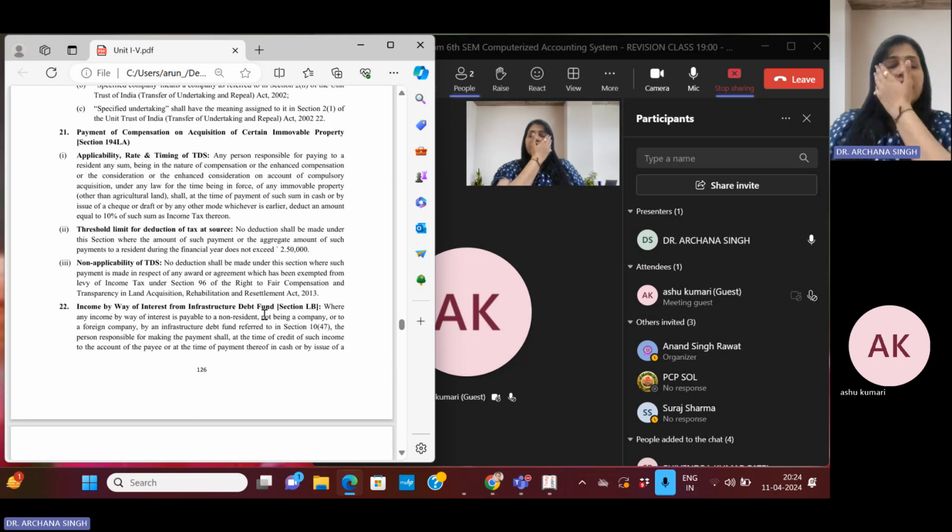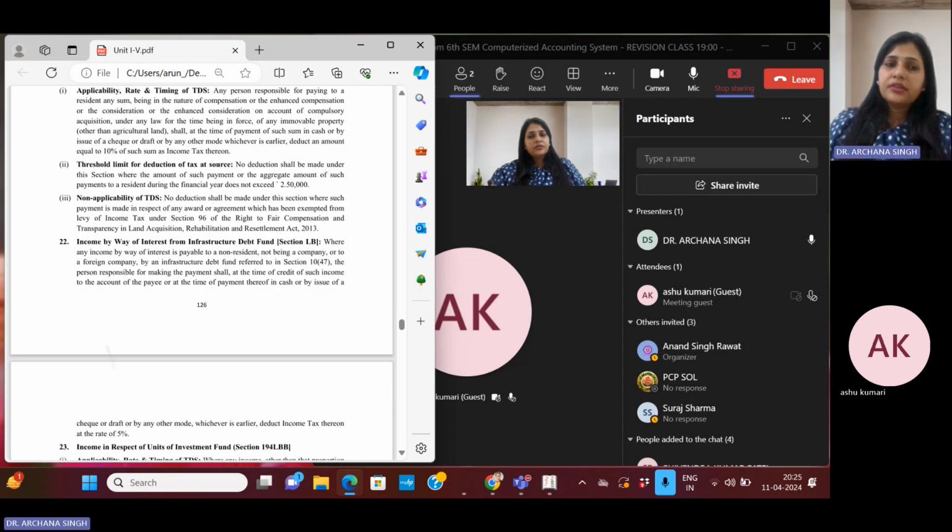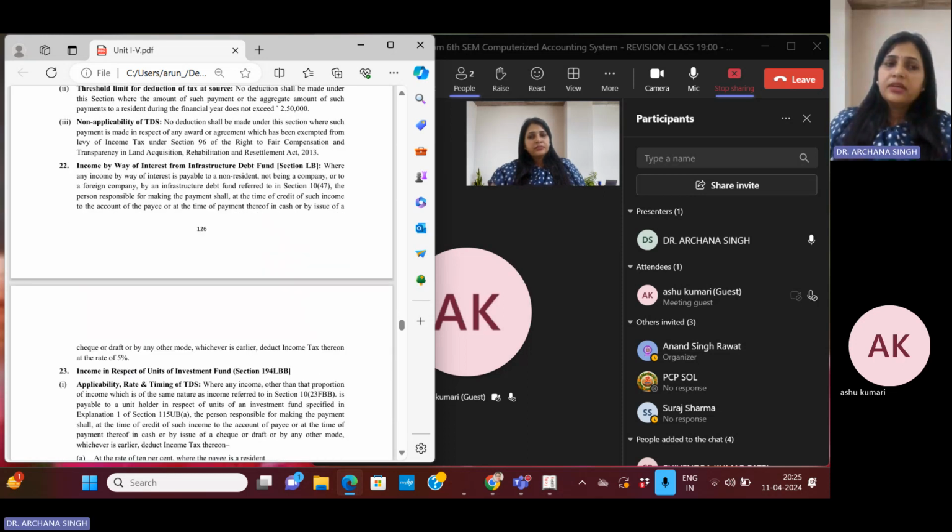Then non-applicability, no deduction. कब नहीं होगा deduction? When such payment is made in respect of any award or agreement which has been exempted from the levy of tax under Section 96 of the Right to Fair Compensation and Transparency in Land Acquisition, Rehabilitation and Resettlement Act 2013.